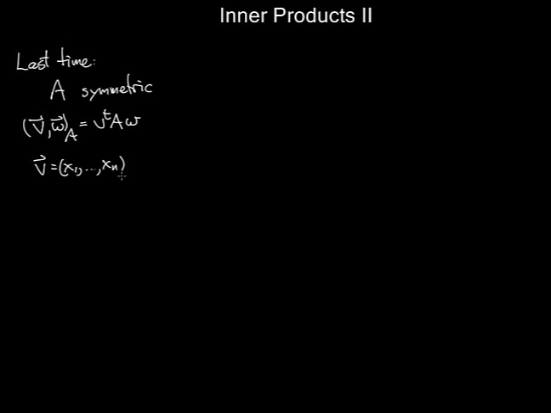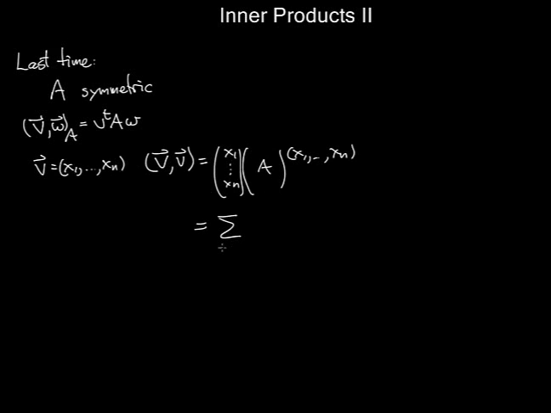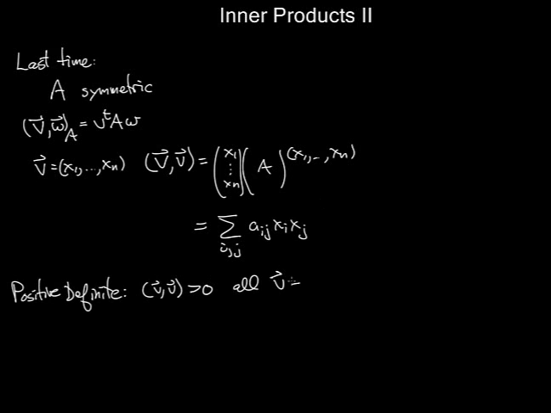And in particular, if V is the vector x1 through xn, then the inner product of V with itself is this thing, x1 down to xn times A times x1 through xn. And if you write that out, you get the summation of the aij xi xj. And we're interested in when this is positive definite, which is to say, when is this number greater than 0 for all vectors v, except for, of course, the 0 vector.